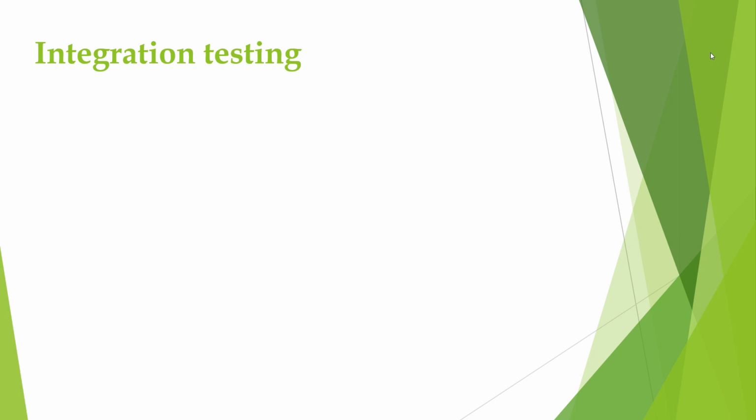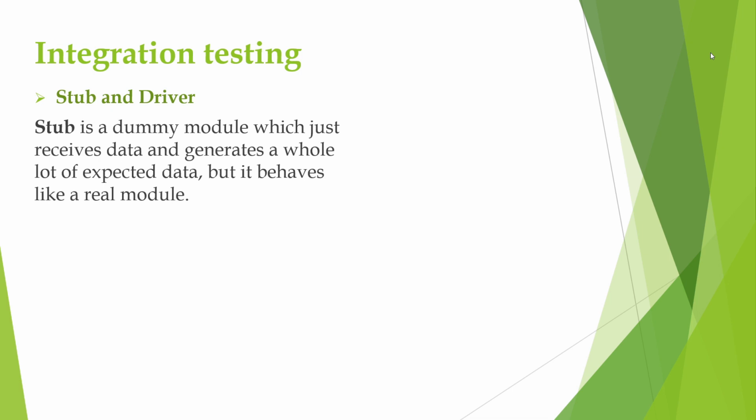Next, we have something called stub and driver. Now let us understand what stub and driver are. A stub is a dummy module which just receives the data and generates the expected data. But it behaves like a real module. Even though it is a dummy module, it behaves like a real module. When the data is sent from the real module A to the stub B, B just accepts the data without validating or verifying it, and it will generate the expected results for the given data. This is the stub.